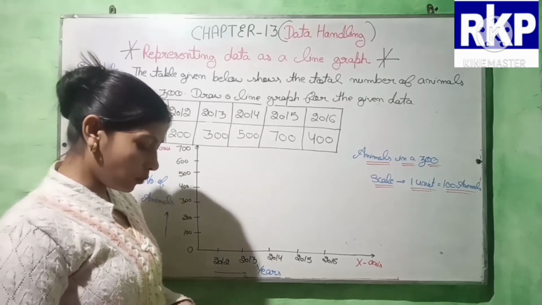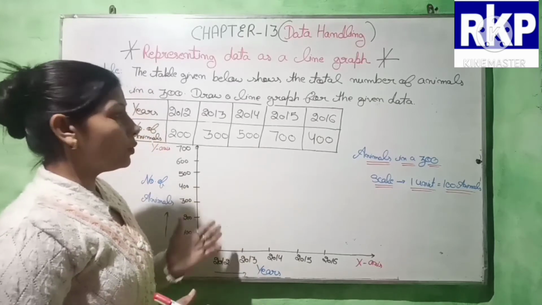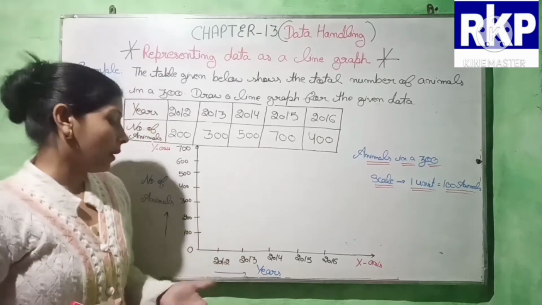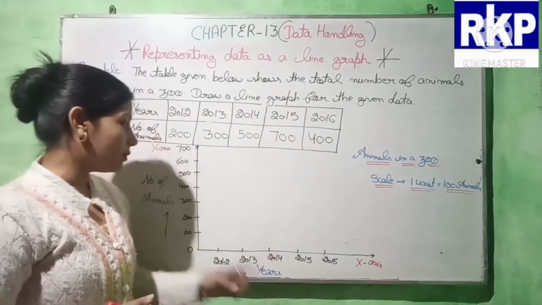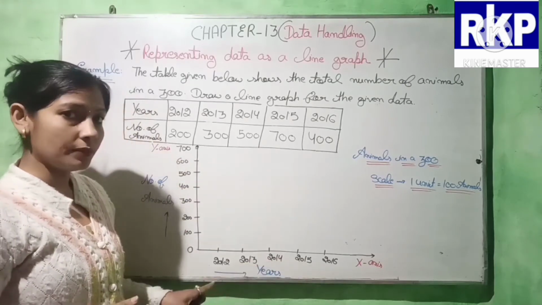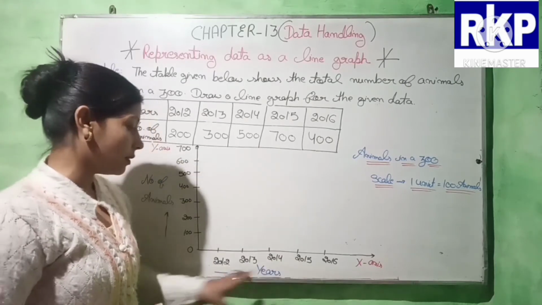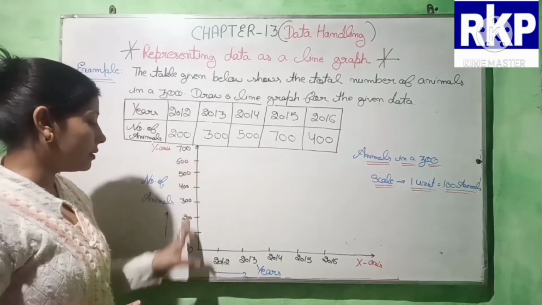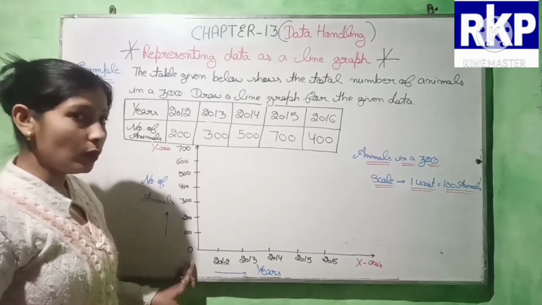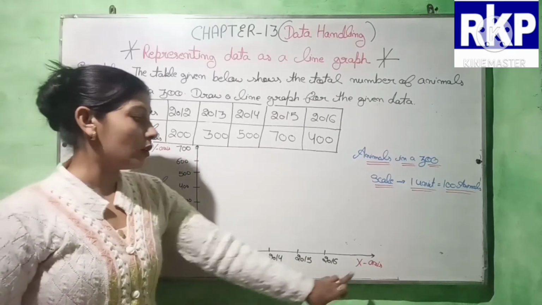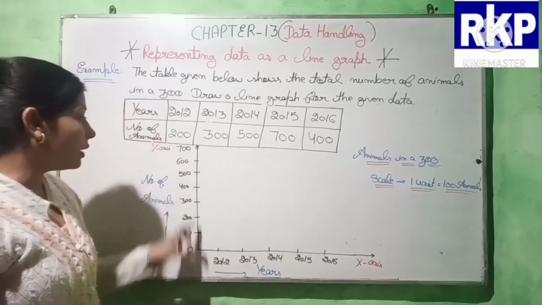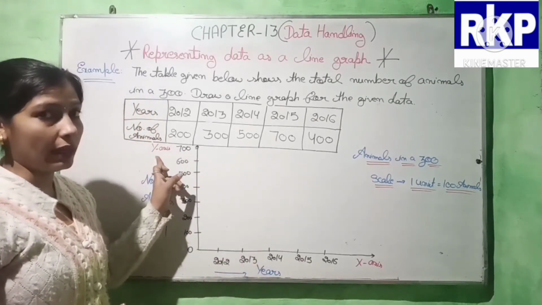So beta, first of all, we have to draw two lines. First is like this. We have to draw lines. This horizontal line and this vertical line. And you know, the horizontal line is called the x-axis and the vertical line is called the y-axis.